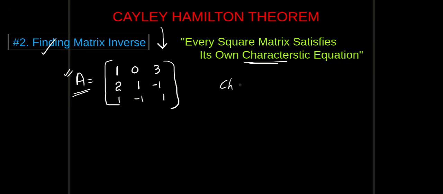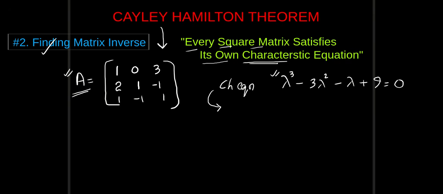So please write the characteristic equation is, I think you have the answer, lambda cube minus 3 lambda square minus lambda plus 9 is equal to 0. So this is our characteristic equation. Now we will write, according to Cayley-Hamilton theorem, every square matrix satisfies its own characteristic equation. Therefore, we have A cube minus 3A square minus A plus 9I is equal to 0.